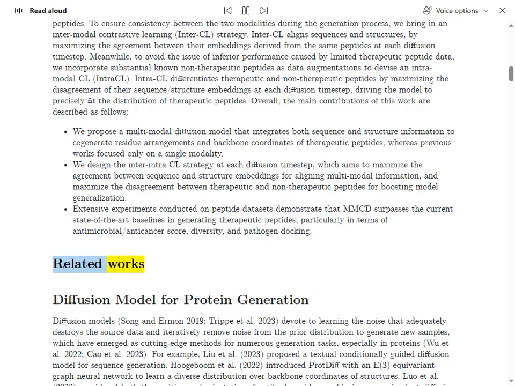Related works. Diffusion model for protein generation. Diffusion models, Song and Ermon 2019, Tripp et al. 2023, devote to learning the noise that adequately destroys the source data and iteratively remove noise from the prior distribution to generate new samples, which have emerged as cutting-edge methods for numerous generation tasks, especially in proteins, Wu et al. 2022, Chow et al. 2023. For example, Liu et al. 2023 proposed a textual conditionally guided diffusion model for sequence generation.